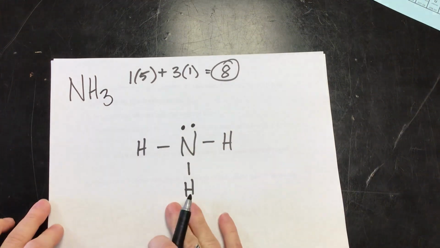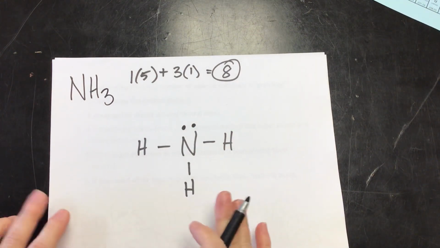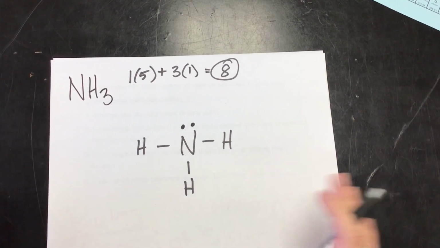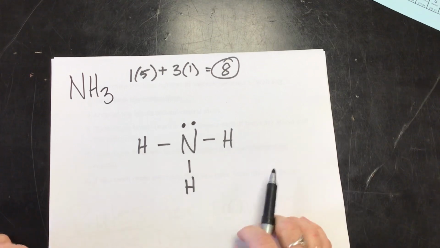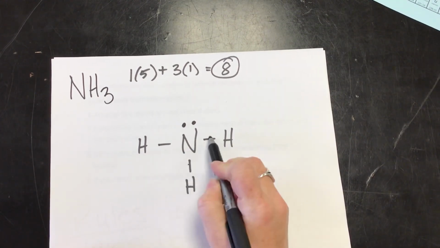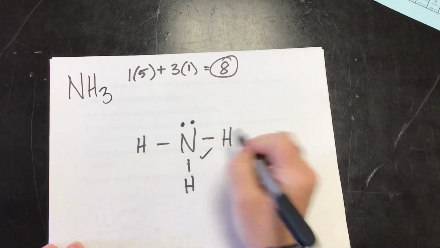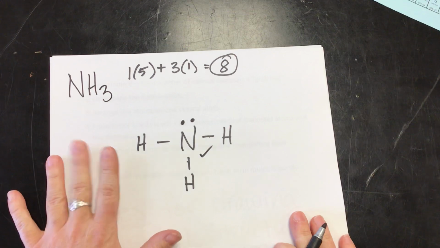You always want to double check at the end of your Lewis dot structure that everything is happy and stable. So each hydrogen here has a single bond going to it, so those hydrogens are happy, and then this nitrogen has 2, 4, 6, 8 electrons on it. So the nitrogen's happy as well, and this is our Lewis dot structure for NH3.